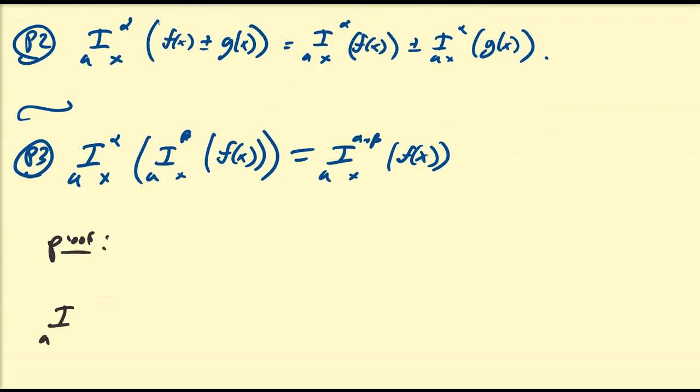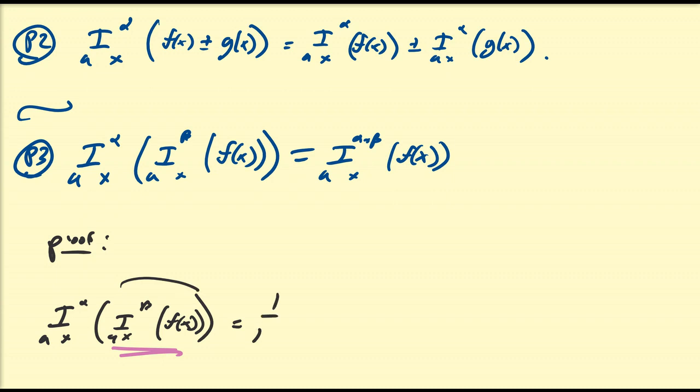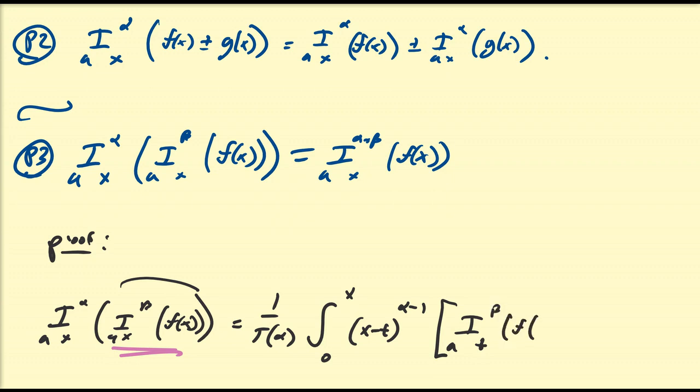All right, so let's do the order alpha integral of the order beta integral of f of x. So let's start off by focusing on this interior expression. So let's take the fractional integral of order alpha of this function in the middle. That's going to be 1 divided by gamma of alpha times the integral from a to x of x minus t to the alpha minus 1 of this function that we're taking the fractional integral of. So that's going to be the integral from a to some dummy variable t of order beta of f of t, and this is an integral in terms of t.